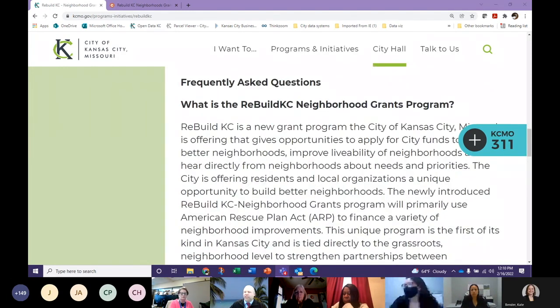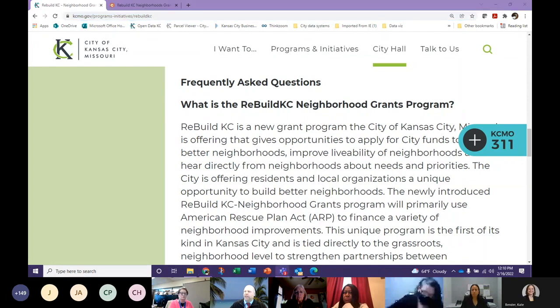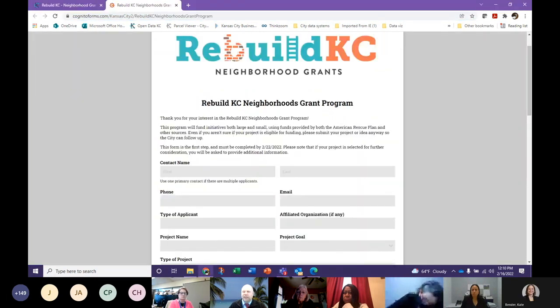Before I answer any questions, why don't we pop the application back up? We can look at that really quick. The application link is on the website, and Kate might pop it into the chat too, just in case anybody doesn't have it, but it is on the KC Rebuild website.